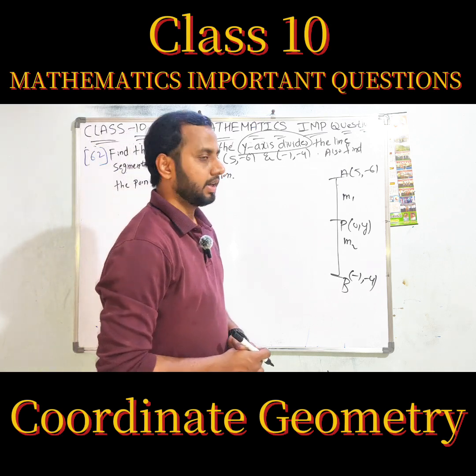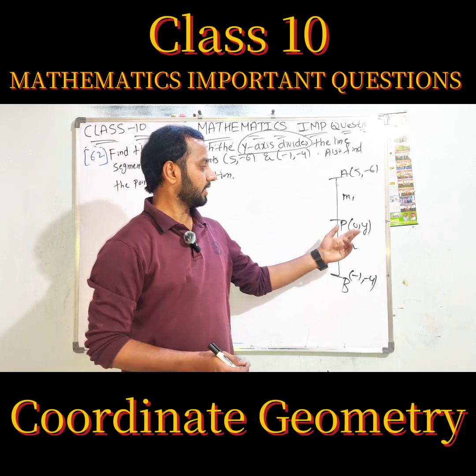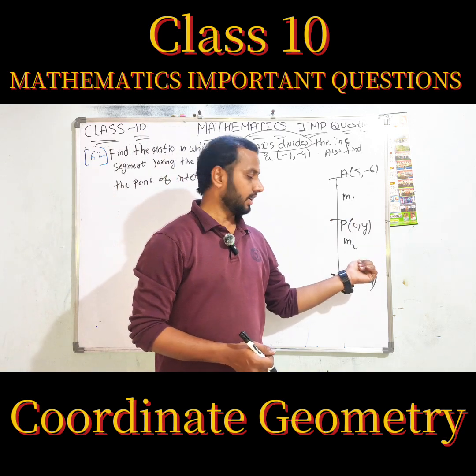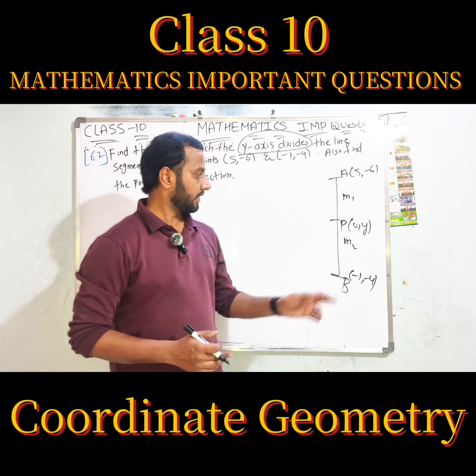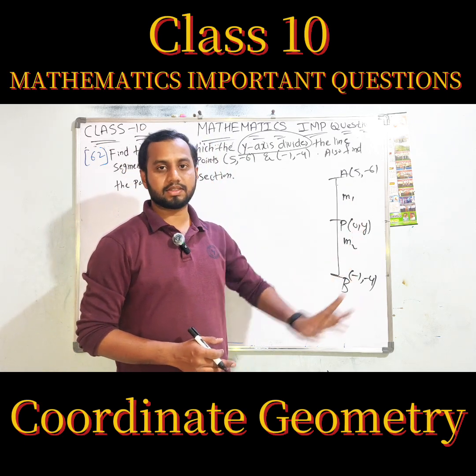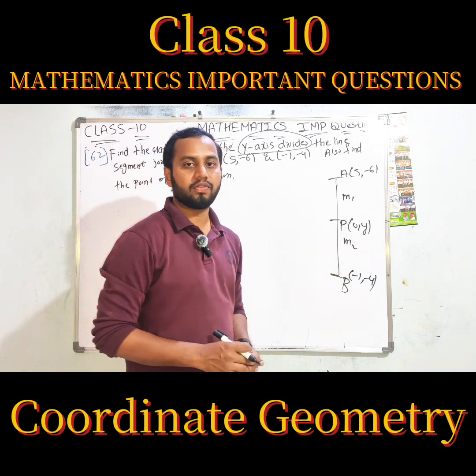Whenever the y-axis is dividing the line segment, the x point will be 0. To find the ratio, you need to compulsorily equate with the point whichever is 0. Here which point is 0? X is 0, so equate with x, and then easily we will get the value of m1 and m2.